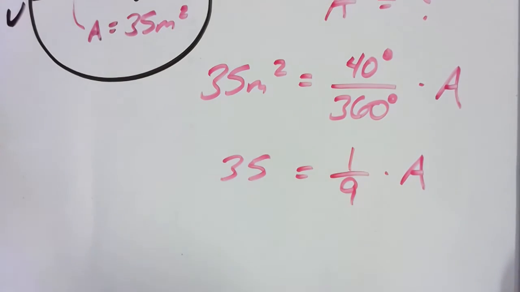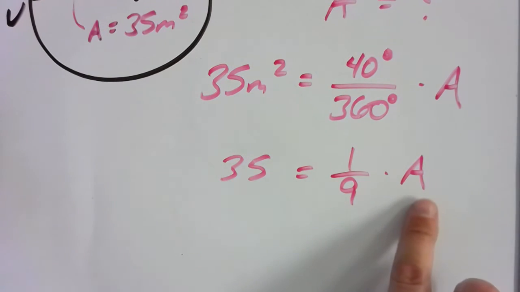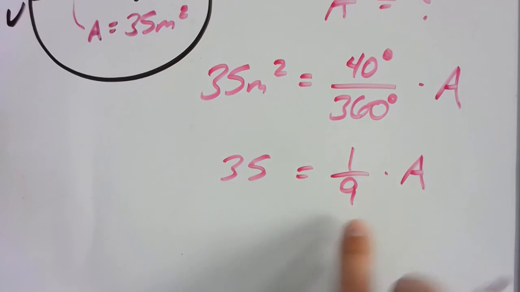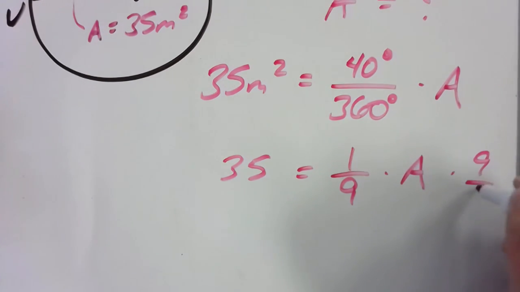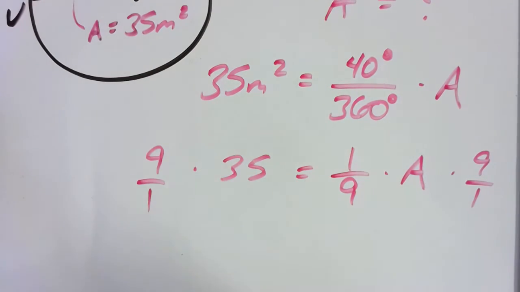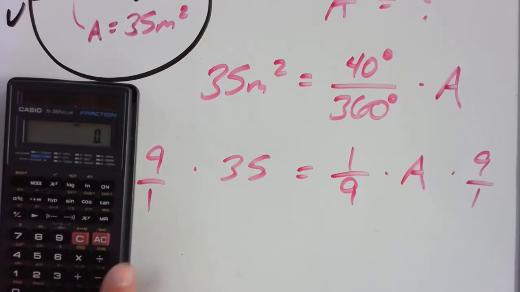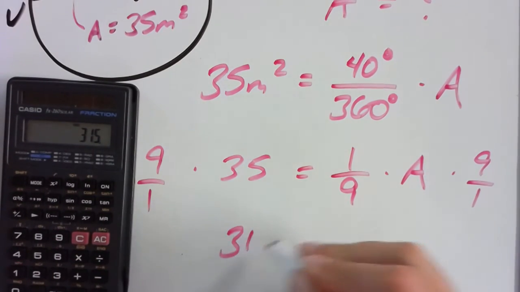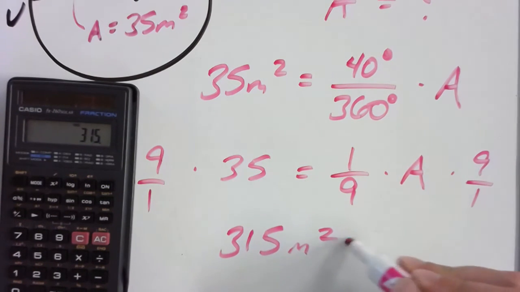On the left-hand side, it'd be 35. And so if I want to solve for A here, I just multiply both sides by the reciprocal. The reciprocal of 1/9 is times 9 over 1. So I'm multiplying by 9. And in this case, on a calculator, 9 times 35 gives me my result of 315 square meters for area.